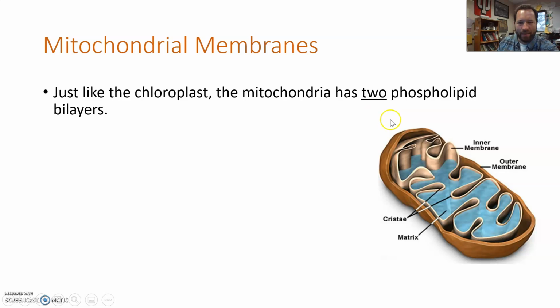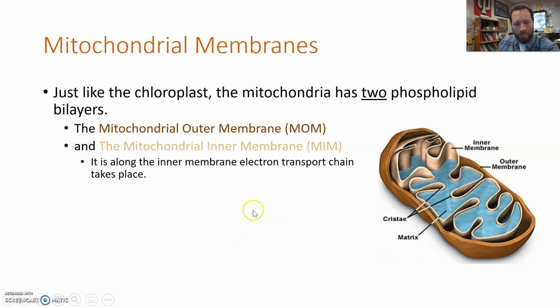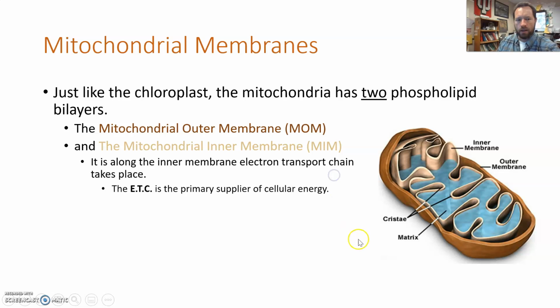So just like the chloroplast, the mitochondria has two phospholipid bilayers, the inner membrane and the outer membrane. Now, scientists got cute with this one, and they called one the mitochondrial outer membrane, the MOM. And, again, cleverly, the mitochondrial inner membrane, the MIM. So we have the MOM and the MIM. It's along the inner membrane that the electron transport chain takes place. The ETC, that's our primary supplier. That's where most of the energy comes from. So it's along that kind of light brown, whitish, tannish membrane here that most of our energy is converted.